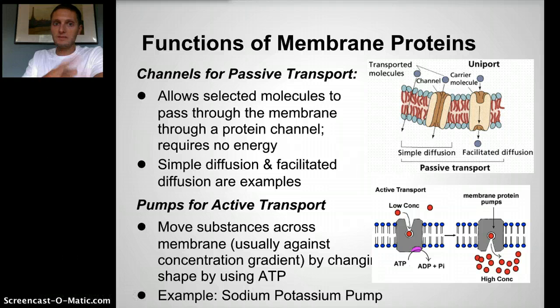And so those are some of the different functions of membrane proteins and a quick overview of the plasma membrane. In our next video, we'll look more specifically at transport across the membrane, specifically looking at osmosis, diffusion through passive transport, and then active.